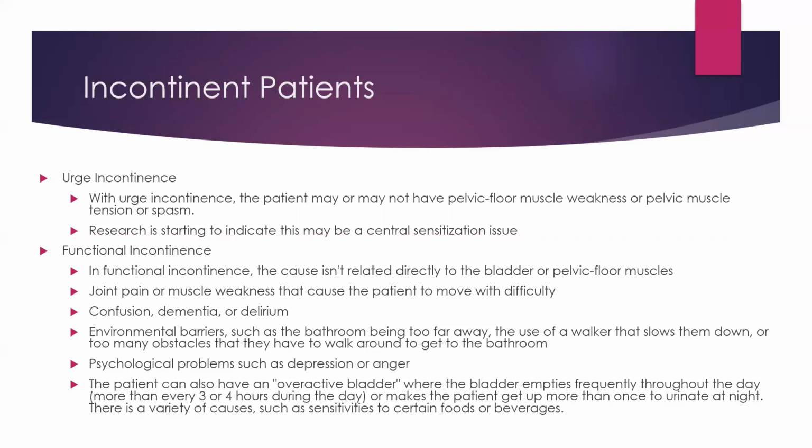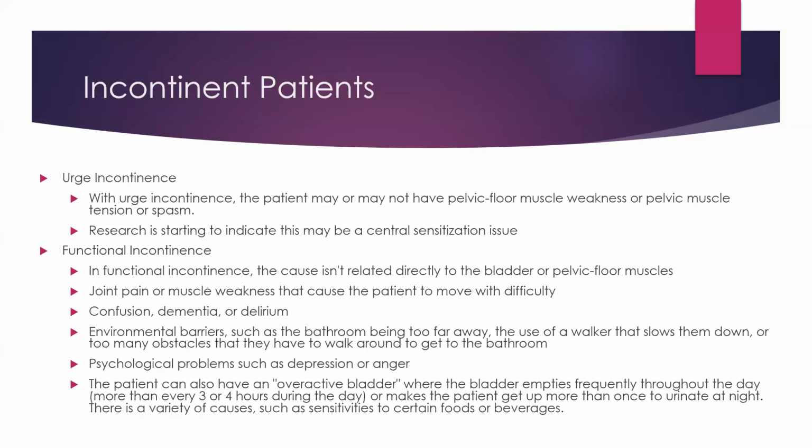Functional incontinence's cause isn't directly related to the bladder or pelvic floor muscles. Joint pain or muscle weakness causes the patient to move with difficulty. Confusion, dementia, delirium can be reasons they have functional incontinence. Environmental barriers, such as the bathroom being too far away. They don't want to use their walker because it slows them down, or they feel that they can't get to their walker in time, so they can't get there. Too many obstacles, throw rugs, all that fun stuff, dogs, cats, bears, oh my.